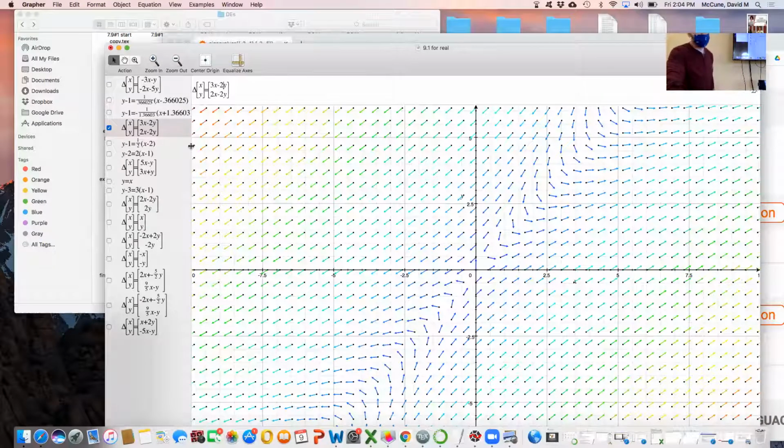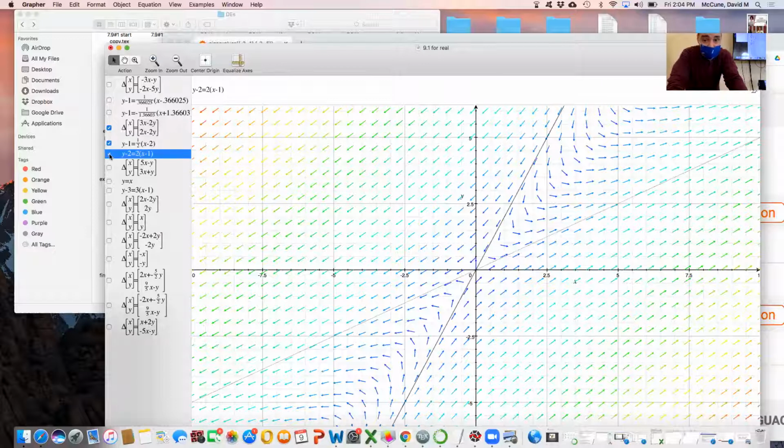Okay, here's another stable node. So this system here, I don't know if you can see the coefficients, but now the matrix is 3, -2, 2, -2. So it's a different matrix, but notice the behavior is still basically the same. Here are the two eigenvector lines that Wolfram would give you.